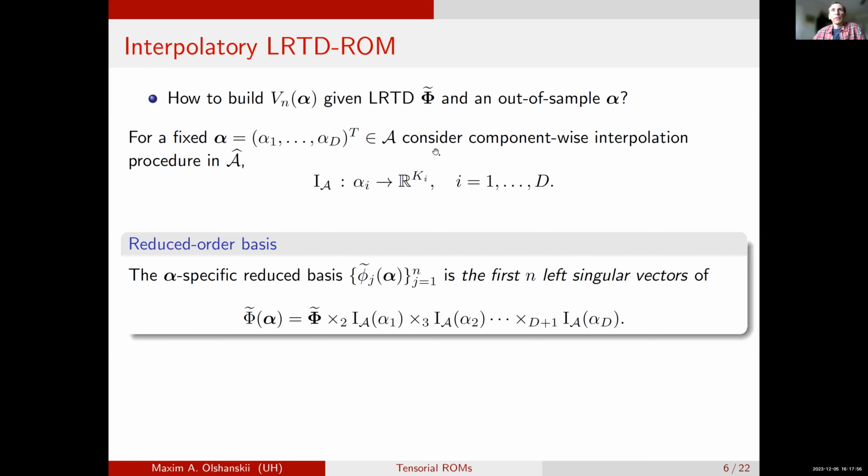phi tilde, and define now our alpha specific, parameter specific reduced order model basis that we were looking for, which is now the first n left singular vectors of the following matrix, which is phi tilde alpha, dependent on alpha. To find this matrix, we take the convolution of our tensor in the low rank format over each mode in the parameter space with respect to this interpolation vector.